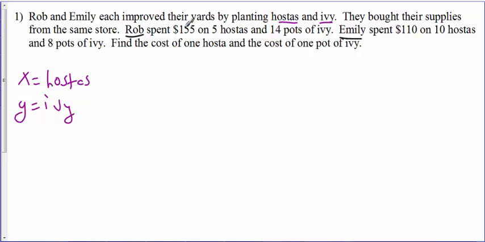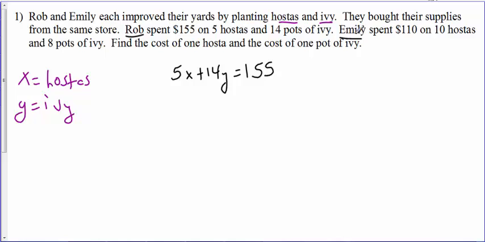Rob spent $155 on 5 hostas and 14 pots of ivy. Well, we said that hosta was x and we said that pots of ivy was y. So basically what we can do is this: 5x plus 14y equals 155. He got 5 hostas plus 14 pots of ivy, and he spent a total of $155.